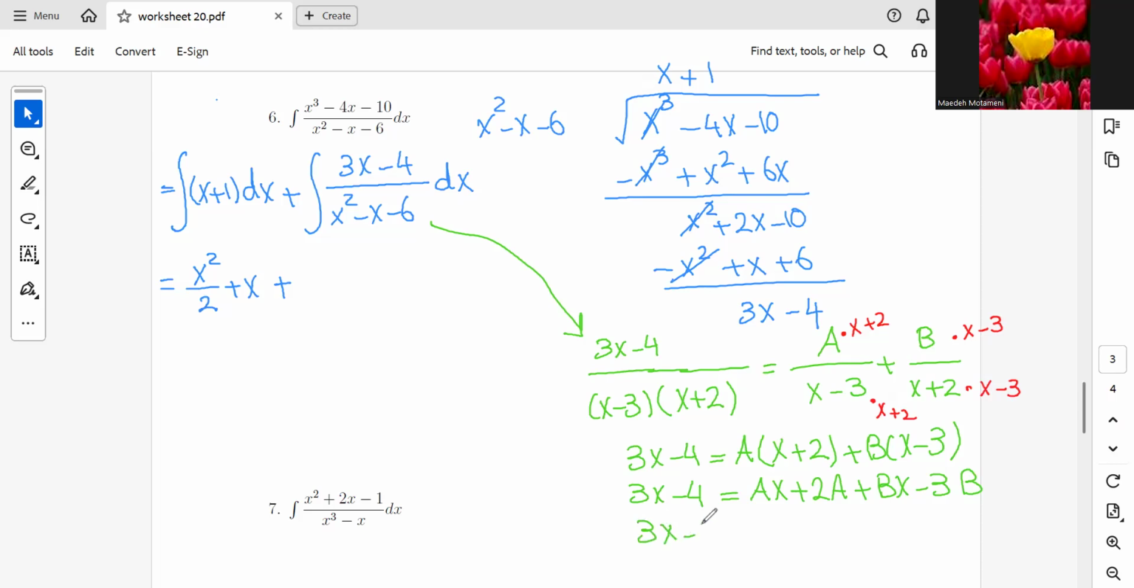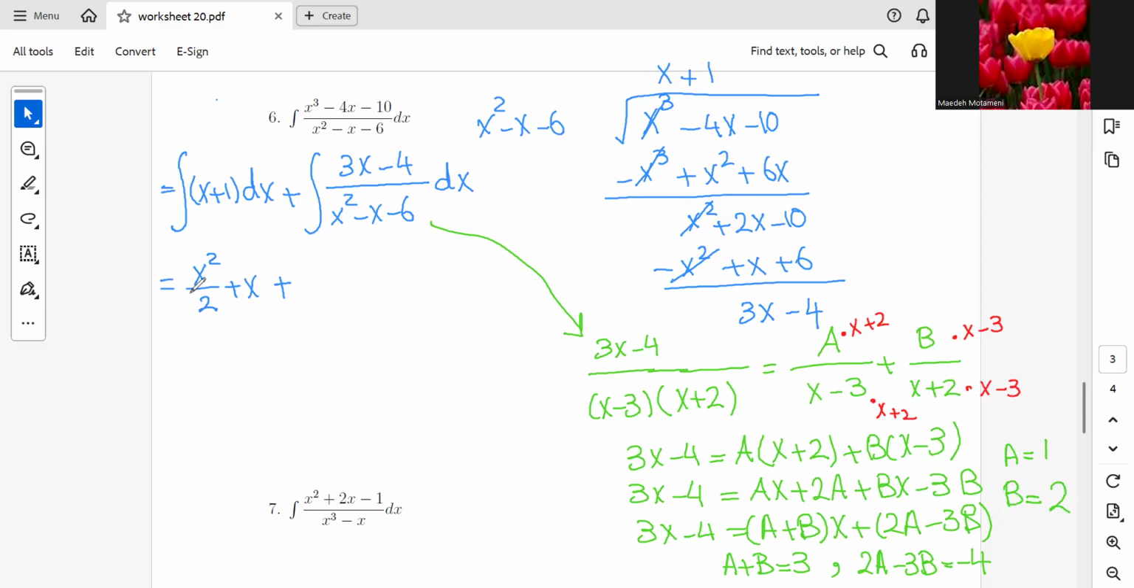We're going to factor out x. That would be A plus B times x, and the constant, which is 2A minus 3B. So we have to have A plus B equals 3, and 2A minus 3B equals negative 4. Solving this system of equations, it gives us that A is going to be 1 and B is 2.